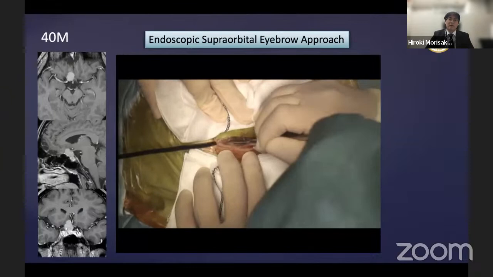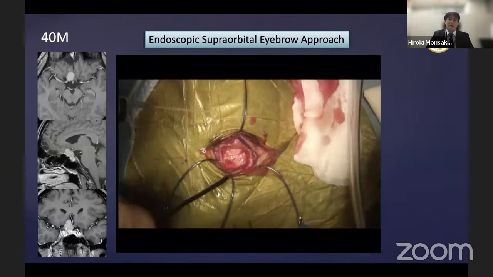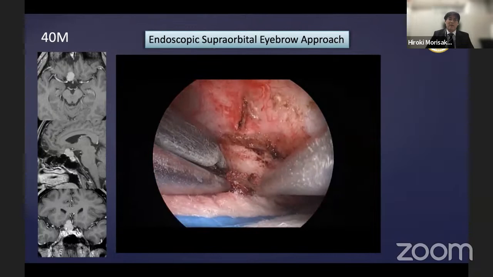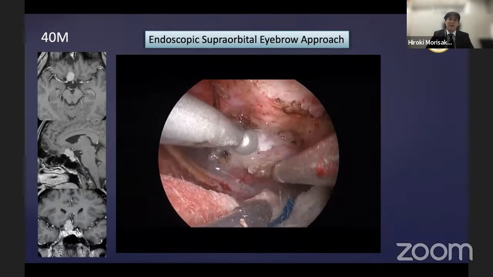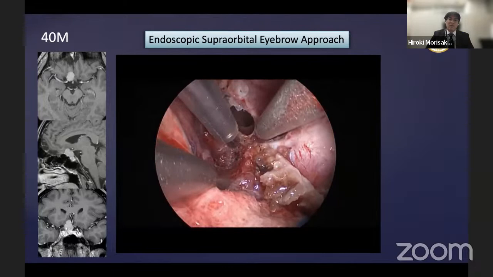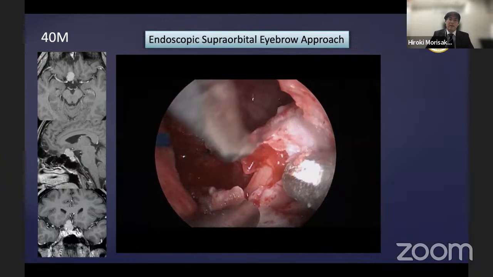We make a 3 cm by 3 cm small craniotomy, and after cutting the dura mater, we insert the endoscope. Through the endoscope, we can easily identify the anterior edge of the tumor. We drill out the tuberculum sellae, planum sphenoidale, and also open the optic canal. After that, we started the internal debulking of the tumor and opened the optic canal.